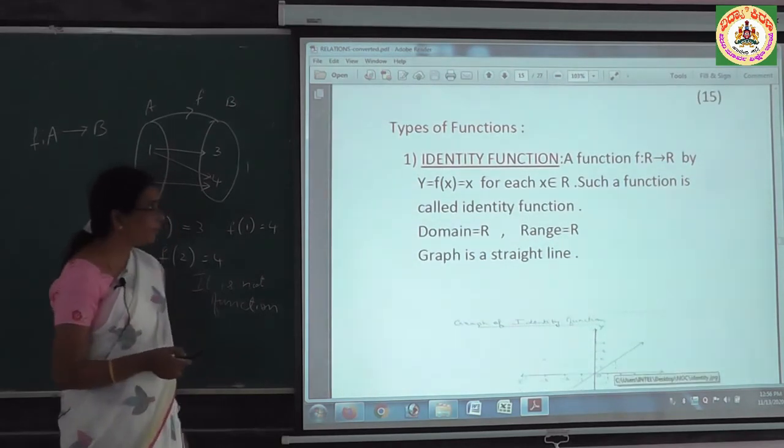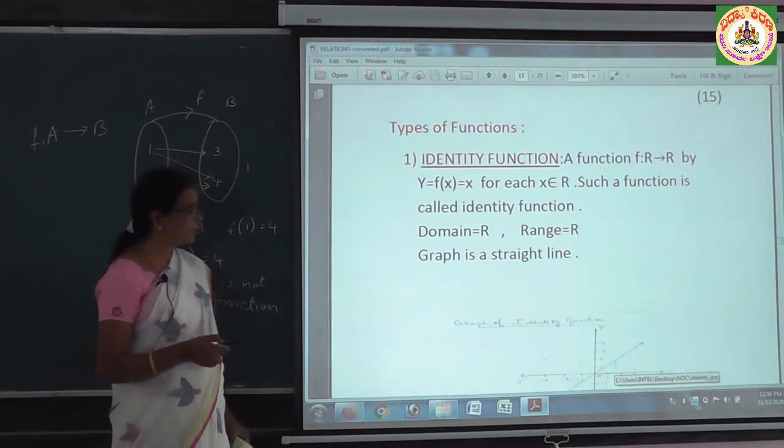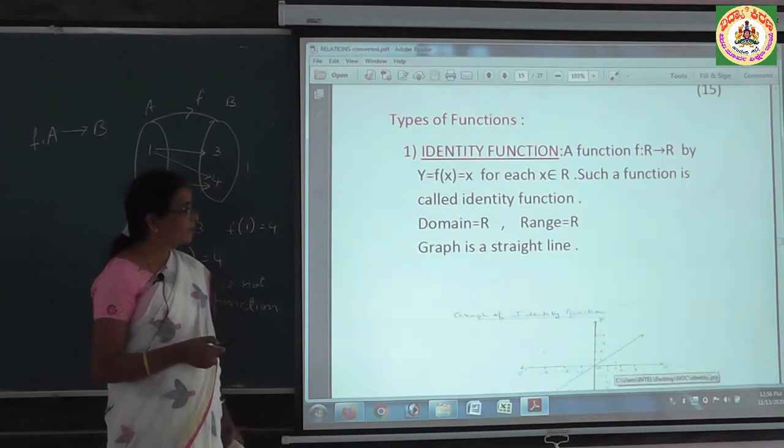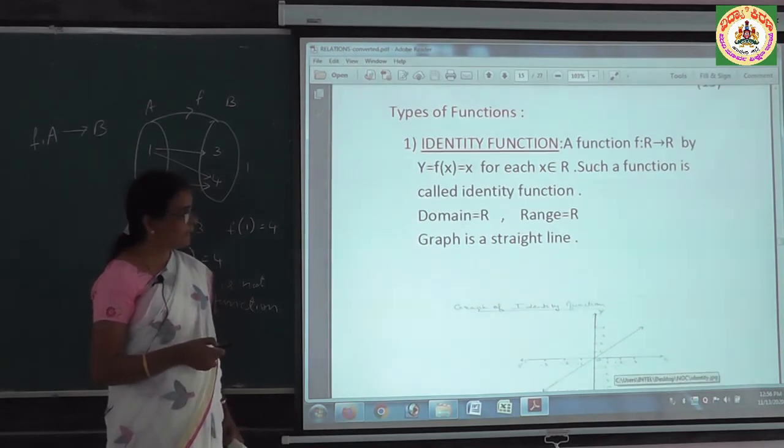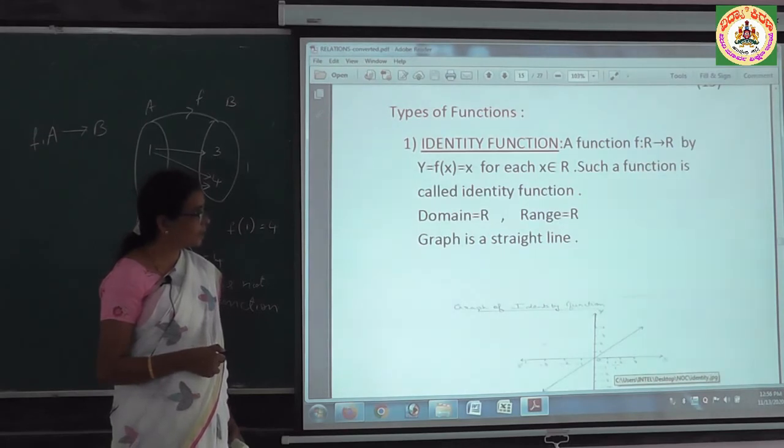Next comes types of functions. These are all for 5 marks. One function will be asked for 5 marks. Types of functions: identity function. A function f from R to R defined by y is equal to f of x is equal to x for each x belongs to R. Such a function is called the identity function.